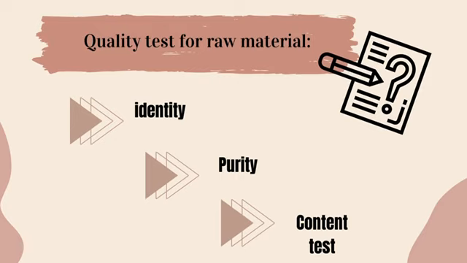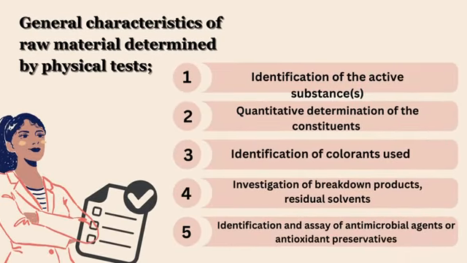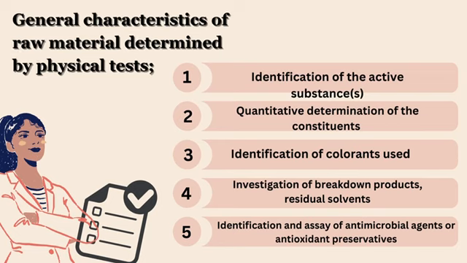There are several quality tests for raw material, but the main ones are identity, which stands for the correct presence of the active ingredient in the formula. Second, purity, which means that the drug is not contaminated with potentially harmful substances. And the last one, content test, which stands for the degree of uniformity in the amount of the drug substance among dosage units. General characteristics of raw material determined by physical tests.